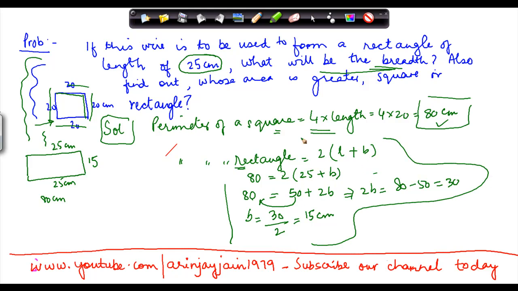Let's move on to the second part. The second part says, also find out whose area is greater, square or rectangle. Let me use a different color so that there is no confusion whatsoever. Now we know that the area of a square is equal to side square. And what's the side? It is 20 centimeter, so 400 centimeter square.